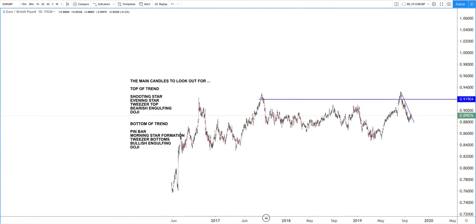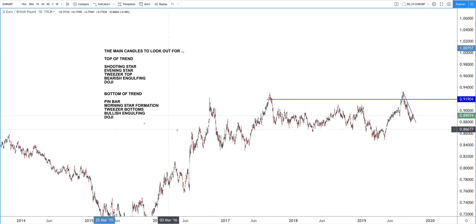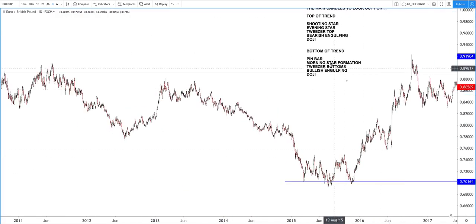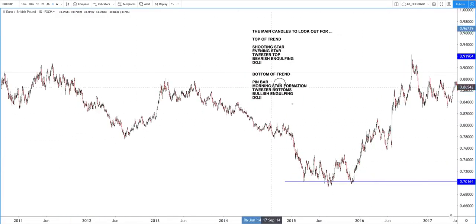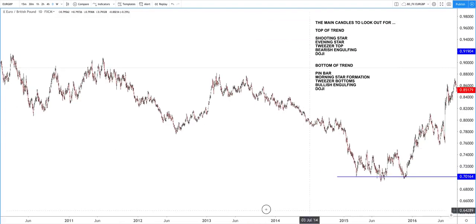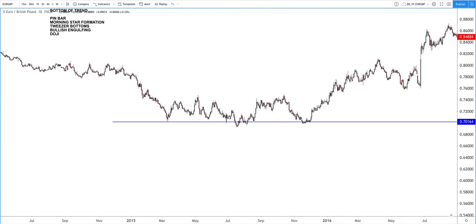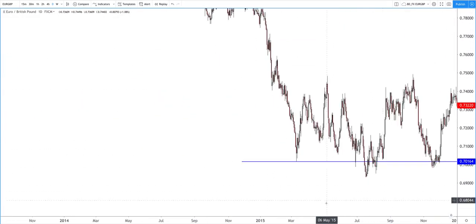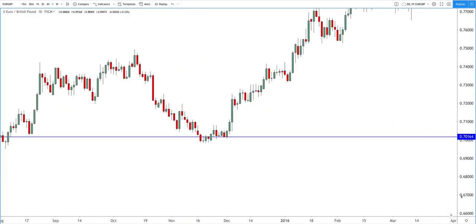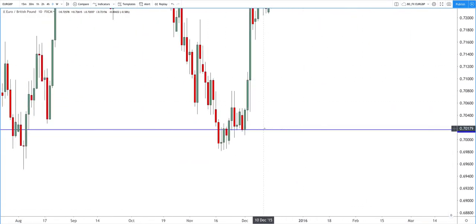It's the opposite of a shooting star, and they're very, very strong. Morning star formation, most of you will know what this is now because we talk about it so often in the group. But morning star formation is basically the opposite of an evening star. It's looking at that 3 candlestick pattern. Here is a good example of one.